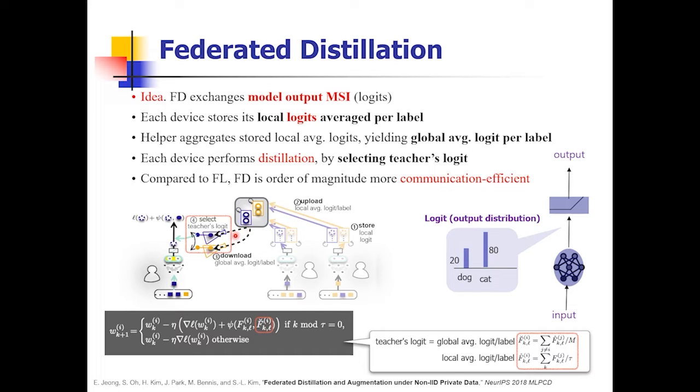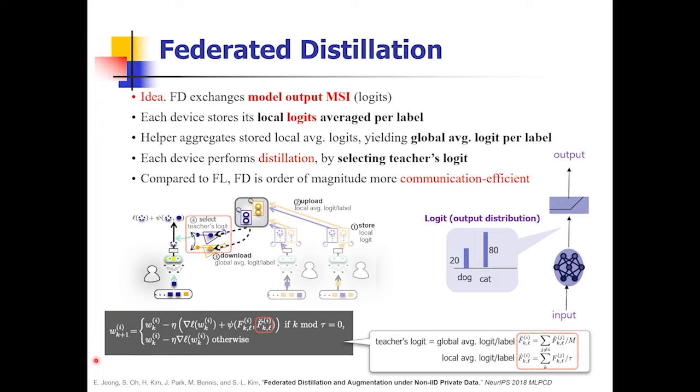So you compare two predictions, right? The teacher's prediction and the local prediction. And if the difference between the student, which is the client, and the teacher, which is the server, is very large, then you will try to use that as a regularizer in your model update. So this is what is given here.